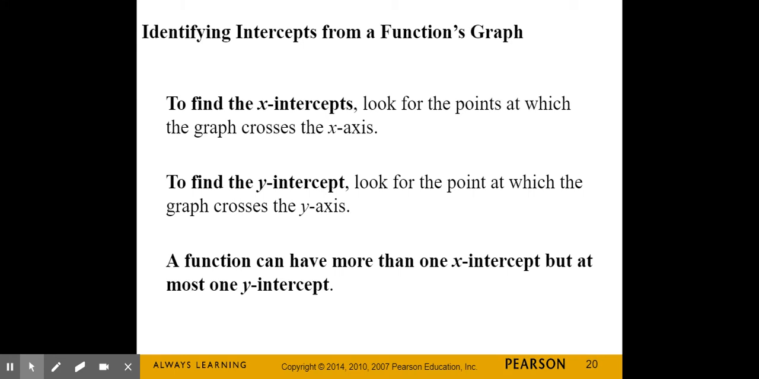Identifying intercepts from a function's graph. Find the x-intercepts: look for the points at which the graph crosses the x-axis. To find the y-intercept, look for the point at which the graph crosses the y-axis. A function can have more than one x-intercept, but at most one y-intercept. It can't have more than one y-intercept because then it would fail a vertical line test. It would have more than one y for one x.